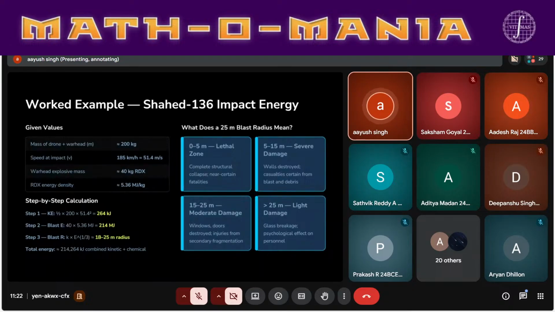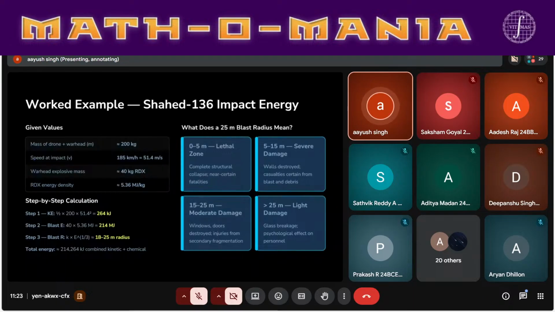Let's take another example with the help of Shahid 136 drones. Another disclaimer, we have used these values for simple calculations. If we take the mass of drone plus the mass of warhead, warhead is essentially the part of the weapon which carries the explosives, and it is used during the moment of impact. Here, the total mass has been given as 200 kgs. The speed at impact is around 51.4 meters per second, and the explosive mass inside the warhead is around 40 kgs of RDX. RDX is an explosive here.